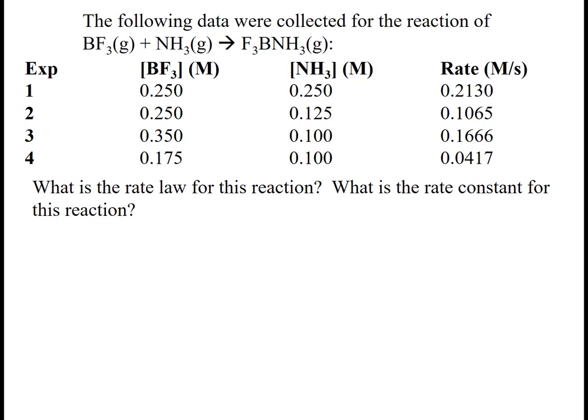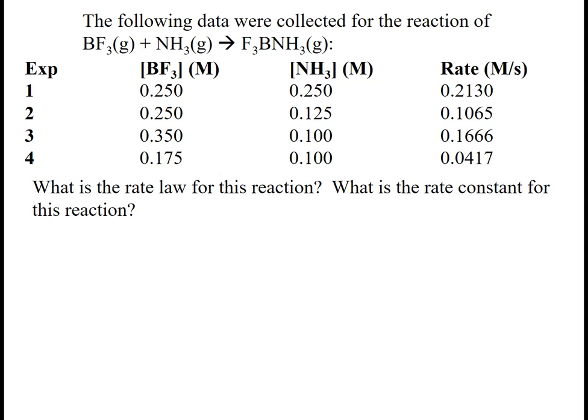The last problem that we're going to do for determining the rate law and the rate constant is this problem here. Boron trifluoride plus ammonia gas goes to form the F3B-NH3 complex. Again, it wants to know what is the rate law for this reaction and what is the rate constant. As you can see, we have more than the typical 3 experiments for this reaction, which is why I chose this one. But we're going to do the same process as we did in the other one.